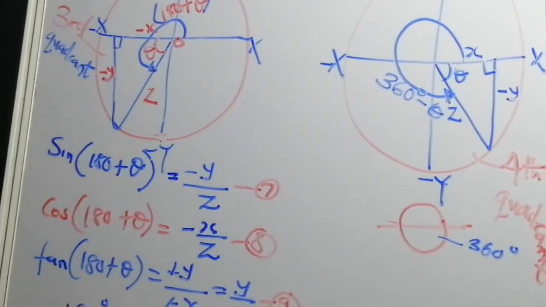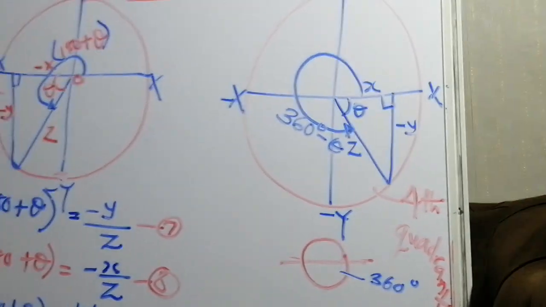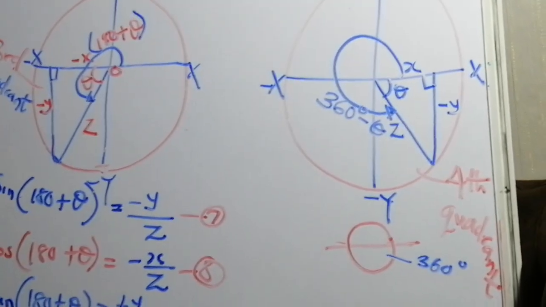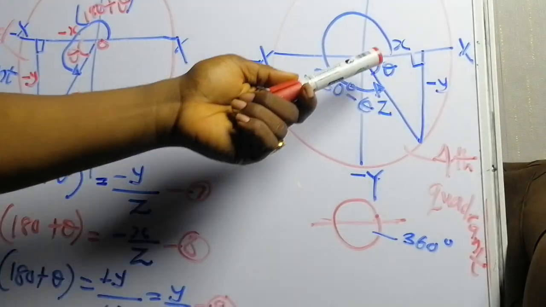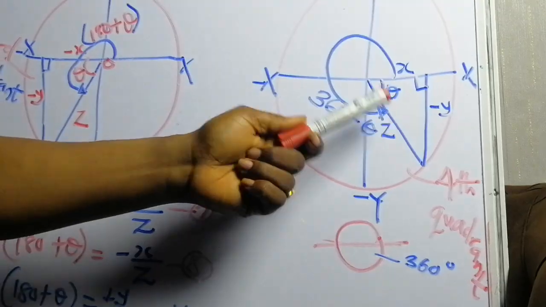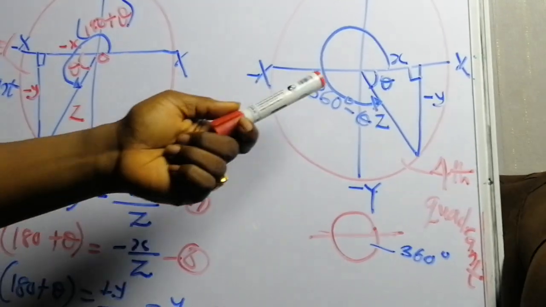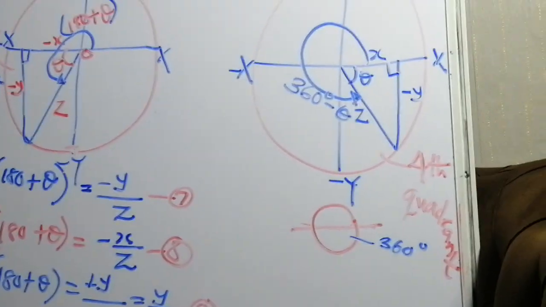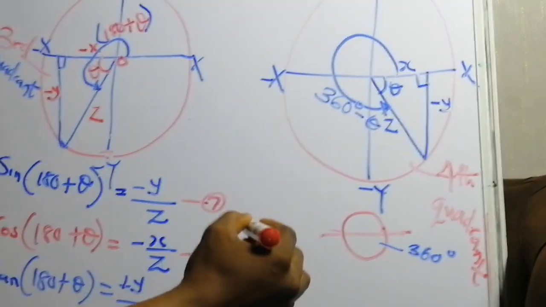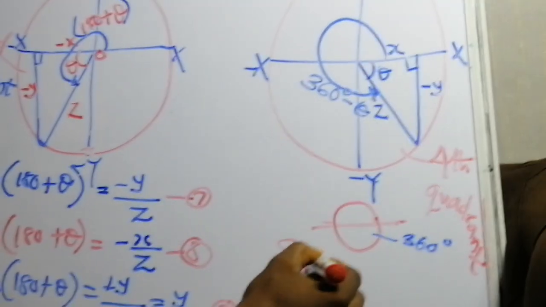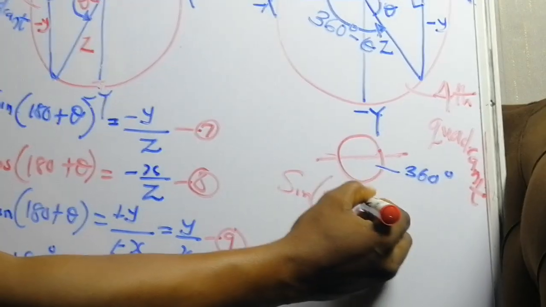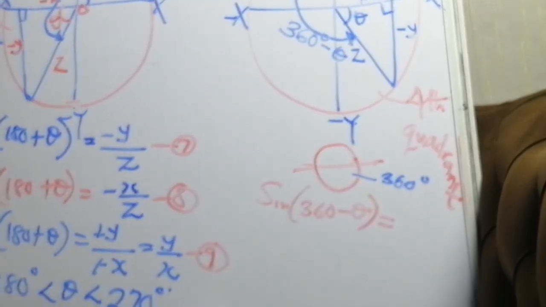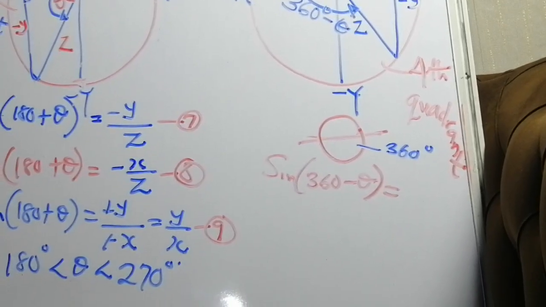Angle in a circle is what? It is 360. Since the angle in a circle is 360, I can get from here to the hypotenuse. So 360 minus theta will give me the rest of the angle here. So at the end of the day, I can now say sine of 360 minus theta. Sine of 360 minus theta will now be, so catua.